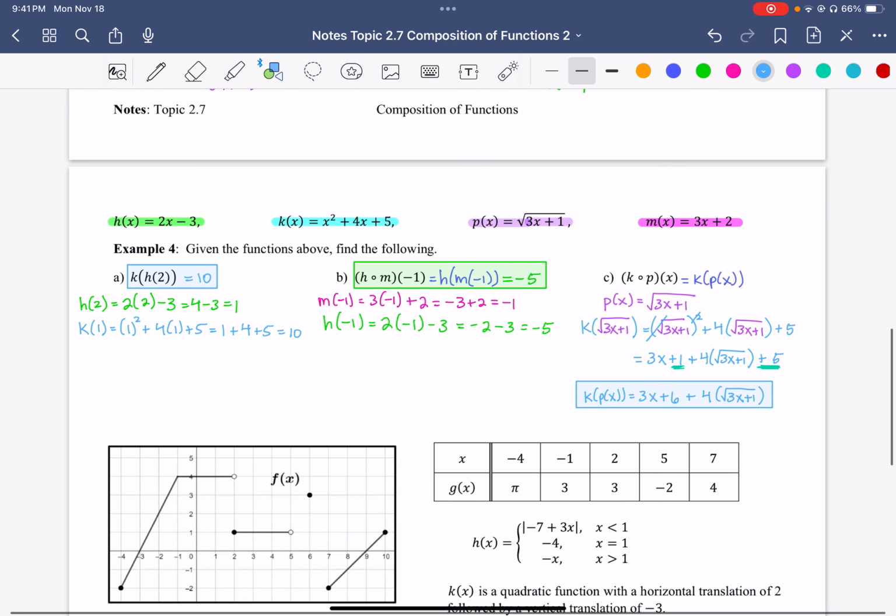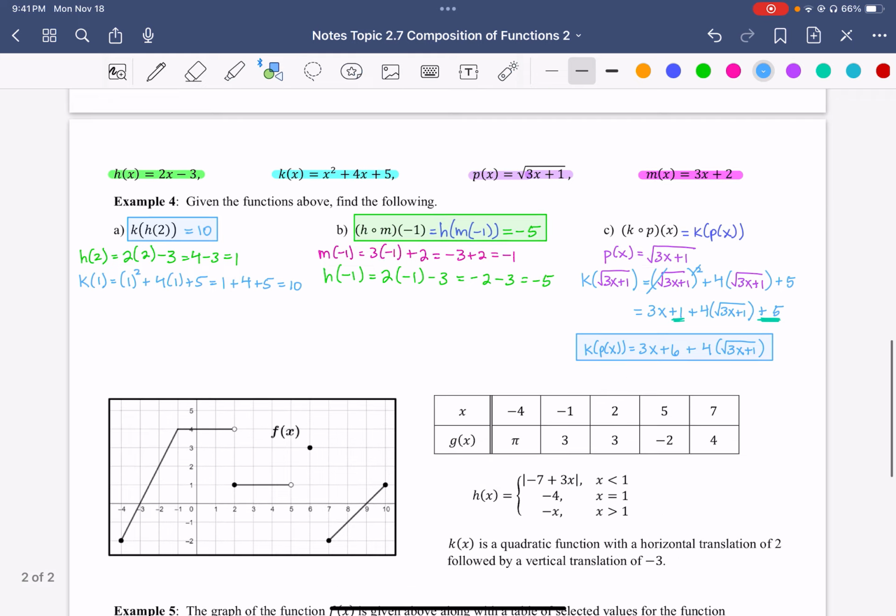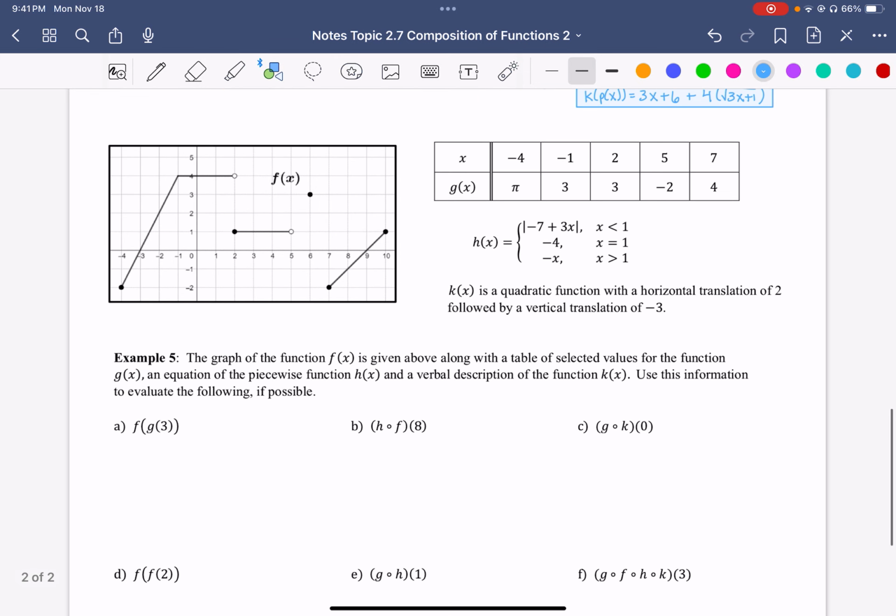Okay. So far we've done equations. You're not going to do composition only with equations. You can also use graphs and tables and piecewise functions and all of these. So that's what example 5 is going to show you. The graph of the function f of x is given above along with a table of selected values for the function g of x, an equation of the piecewise function h of x, and a verbal description of the function k of x. Use this information to evaluate the following if possible. Okay, so notice that there's 4 different equations, so you got to make sure you're looking at the right one.